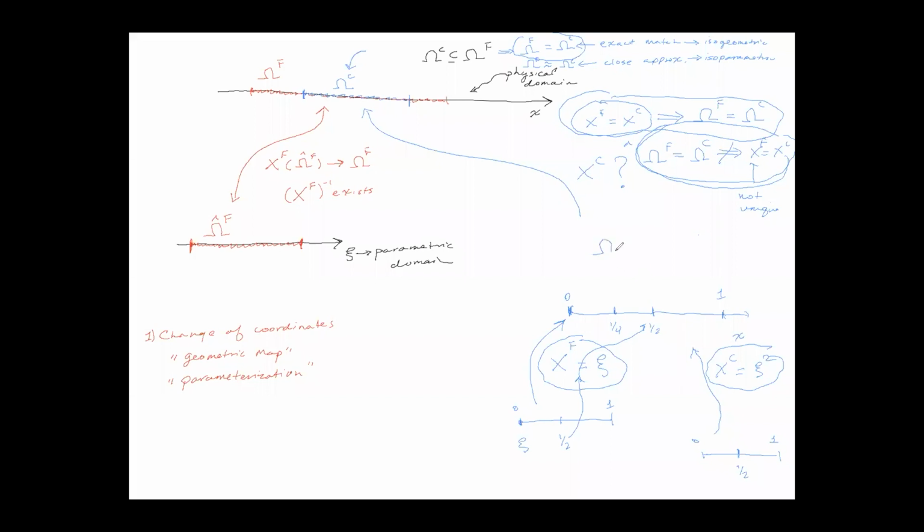So omega C, our CAD geometry, are all the points between 0 and 1. Okay, I see. Thank you. And omega F in both cases is also 0 to 1. But these parametrizations, if you look at dXF over dXC versus dXF over dXC, do you notice that this one is just 1, and then this one is 2XC?